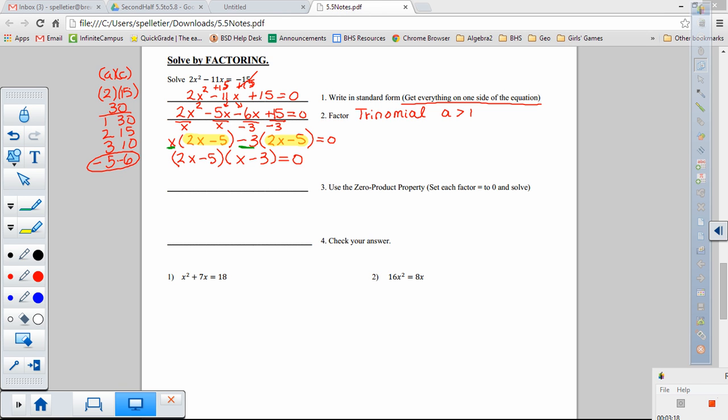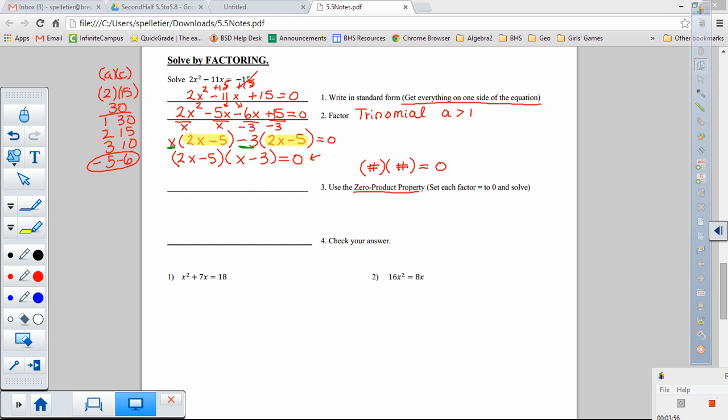That's step 2. I have my 2 factors set to 0. So now you use what's called the zero product property. The zero product property says that when you are multiplying 2 things together and the answer is equal to 0, which it is in this case, then one of the numbers, or the other number, or both of them have to be equal to 0. If you're going to multiply them together and get a result of 0, one of those things has to be equal to 0.